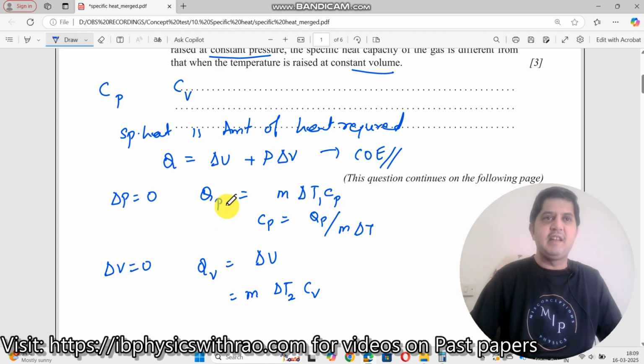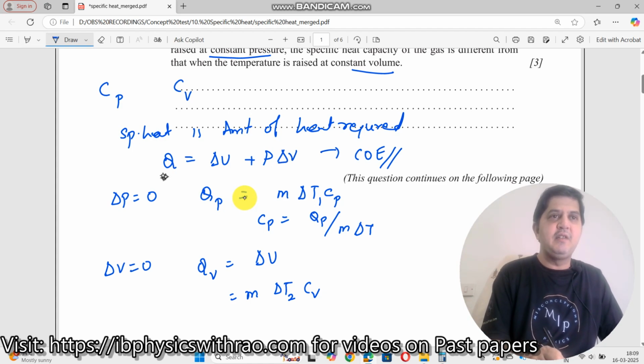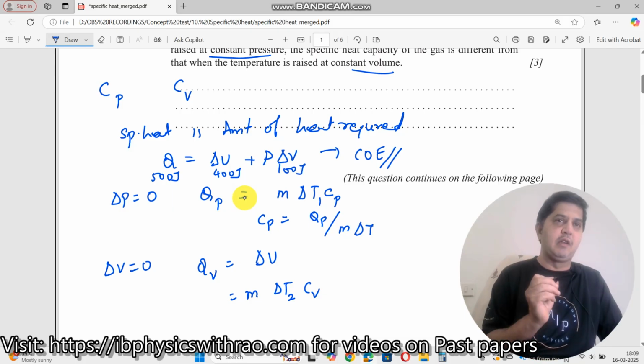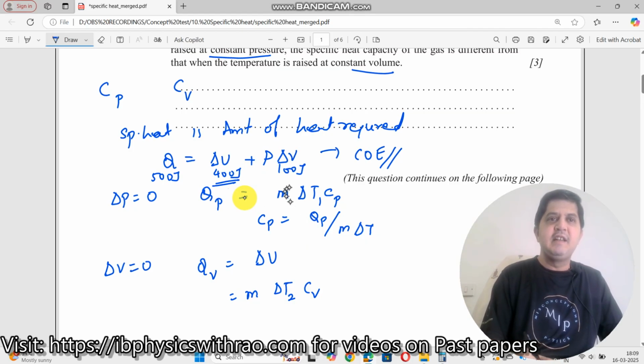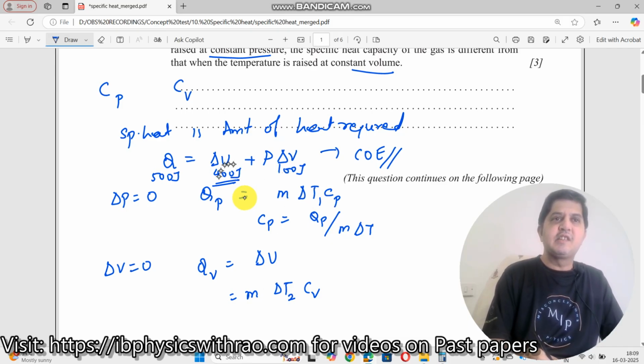I'll just give you a numerical example. Let us say you are supplying around 500 joules over here. When you supply 500 joules, let me assume 400 joules goes into internal energy rise and 100 joules goes into the work done. The volume also increases over here. So this 400 joules is responsible for the rise in temperature here. Now in this case, all the 500 joules comes over here. As a result, this delta T would be much larger, right? So delta T1 and delta T2 are not equal.